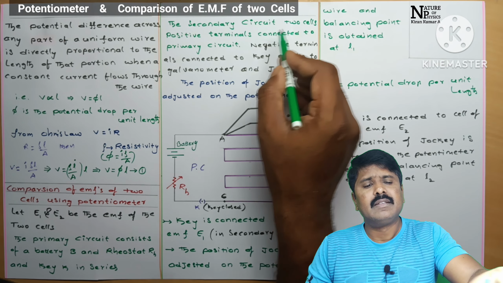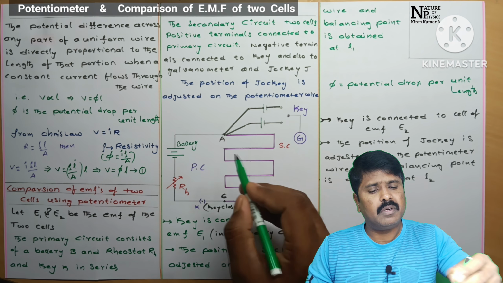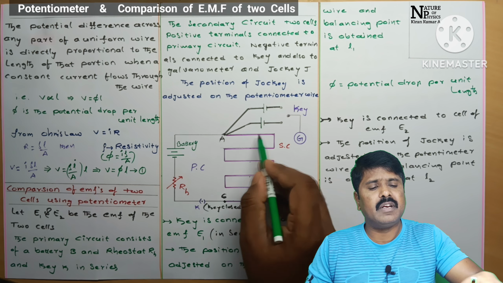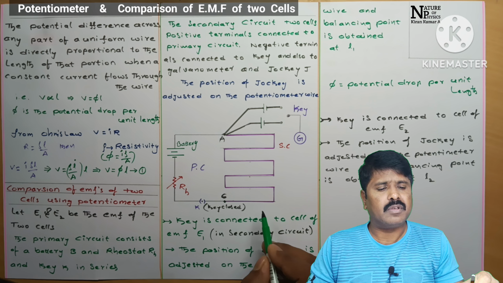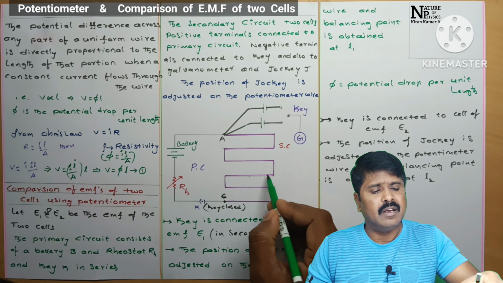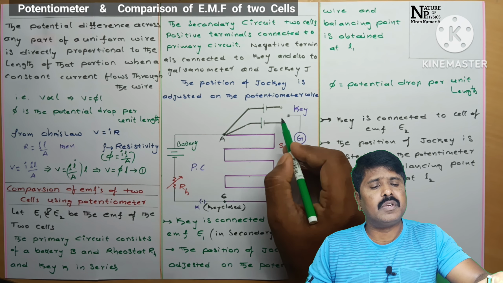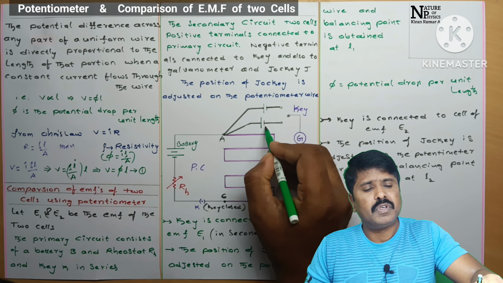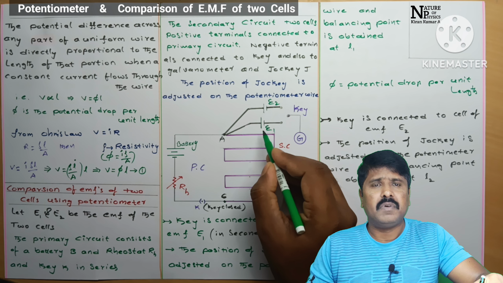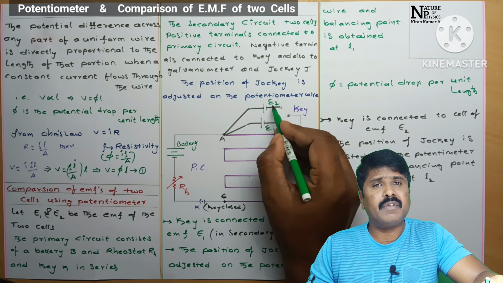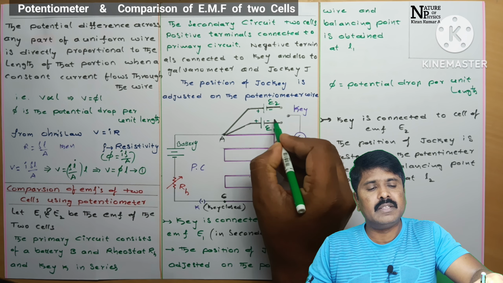Then we discuss the secondary circuit. The right side portion represents the secondary circuit, and across AC is the length of the potentiometer wire, which should be nearly 10 meters, arranged as in the diagram. At A, the secondary circuit is connected to two cells of EMF. The first is E1 and the second is E2. Here this is the positive terminal and this is the negative terminal.